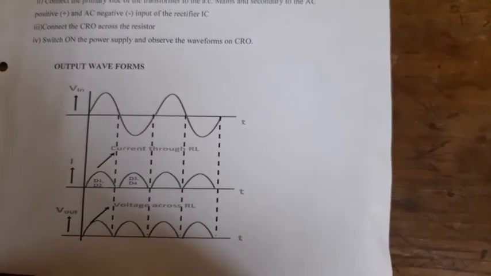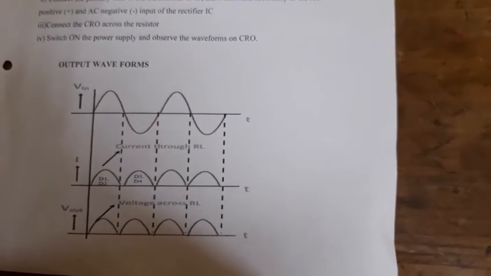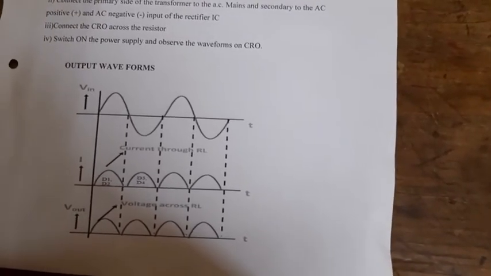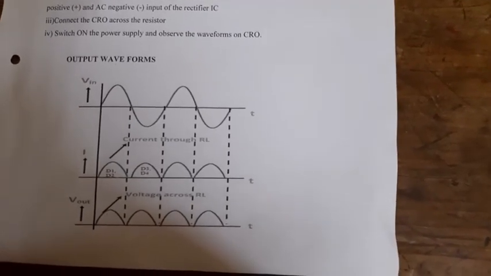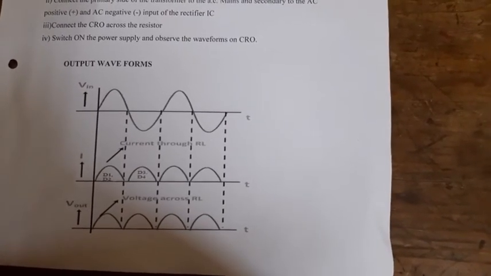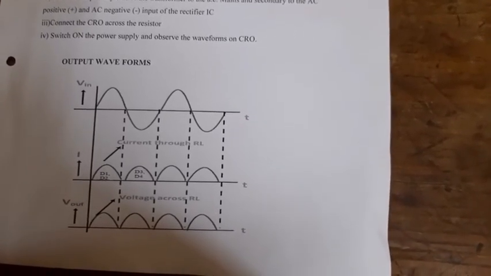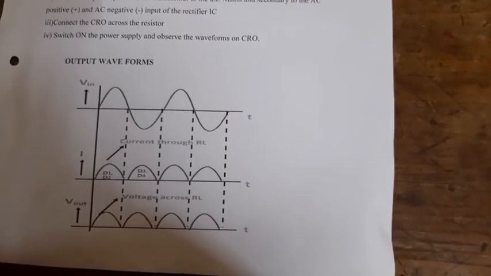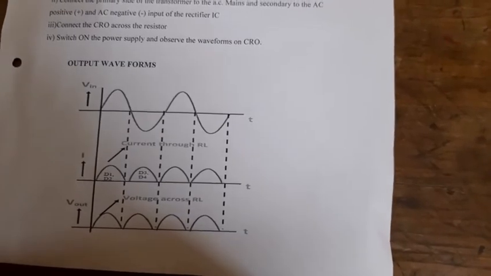Now we will conclude that the output of the bridge rectifier using diodes as well as the output of the bridge rectifier using rectifier IC will have the same types of output waveforms. So when the AC input is applied, the output DC is the same for both the diode rectifier as well as the rectifier IC.